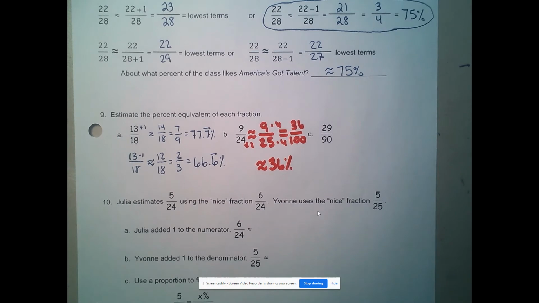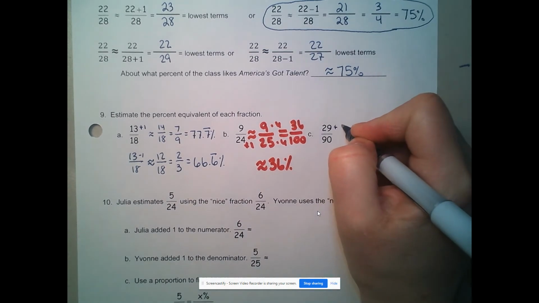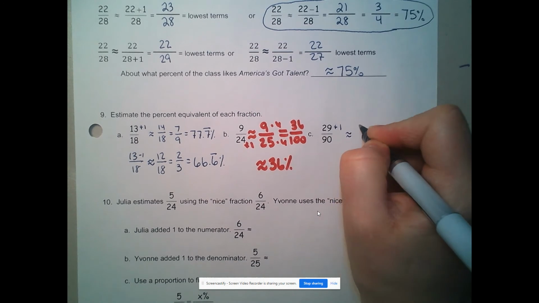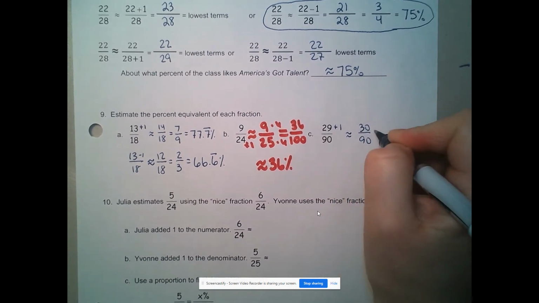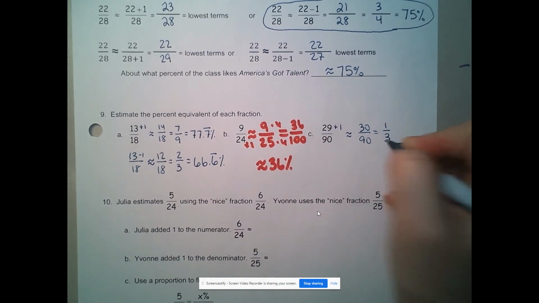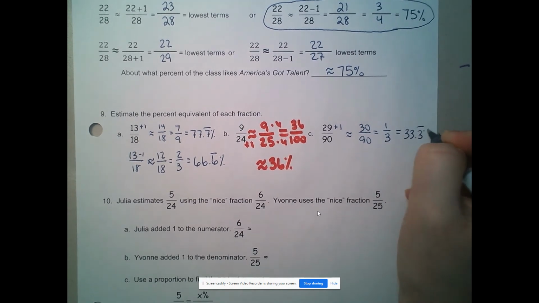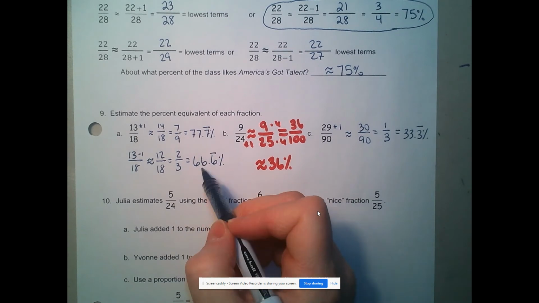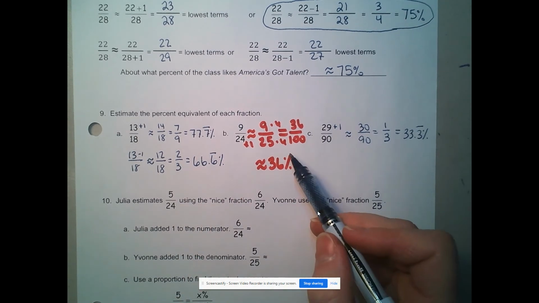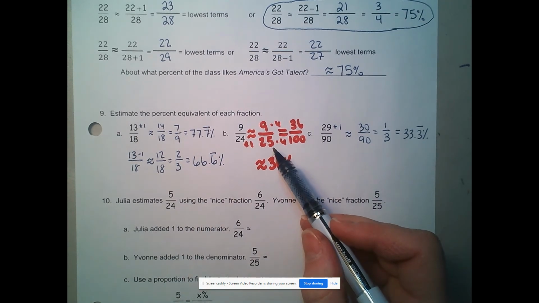Now, 29/90ths, you may say, oh, I don't know, do I go 89? Do I go 91? Nah, neither of those are really helpful. I might bring the 29 up by 1 and go with 30/90ths, which is 1/3. And we know that that is 33.3 repeating percent. So either one here, really the easiest one to go with here is the 25ths.